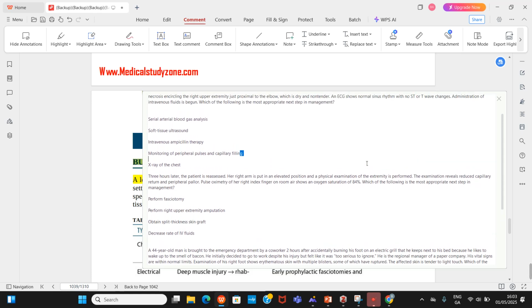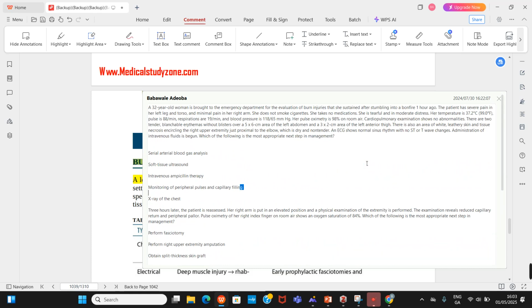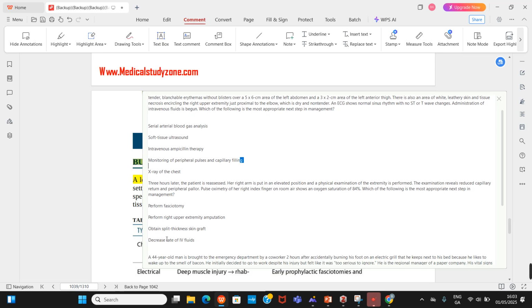This is not fasciotomy. This is not compartment. Because they told us that this guy is having escarotomy, so I think you have to go and amputate. I think so. So the patient is reassessed. The right arm is put in an elevated position and physical examination of the extremity is performed. Examination now reveals reduced capillary return and peripheral pallor. So the hand is now pale, and the pulse oximetry shows oxygen saturation of 84. No, I think it's fasciotomy that we do.